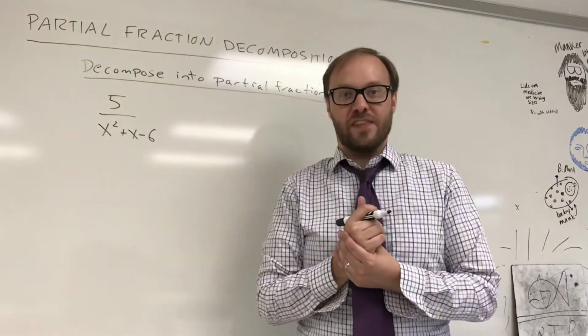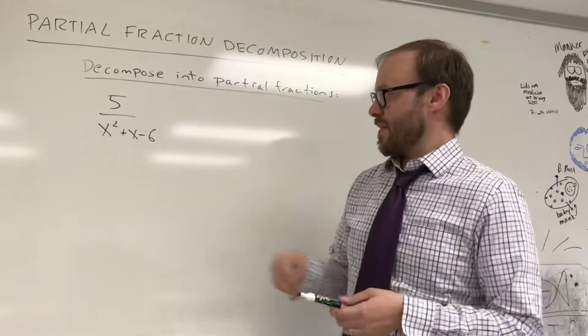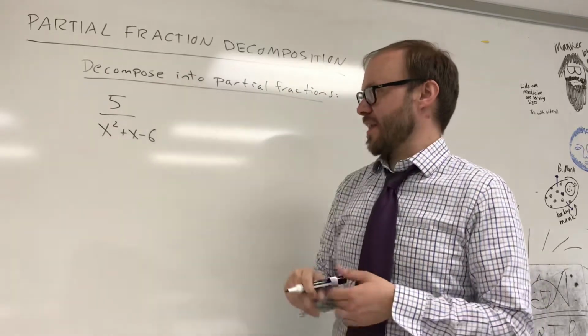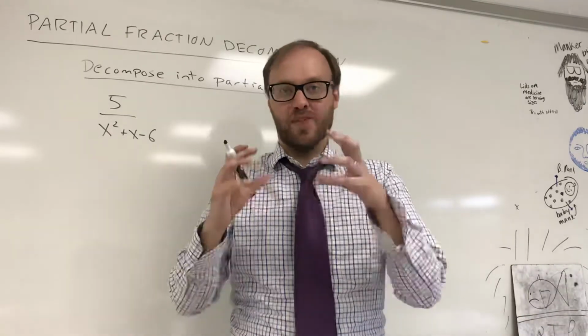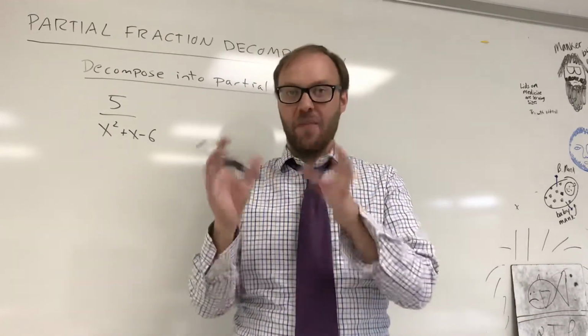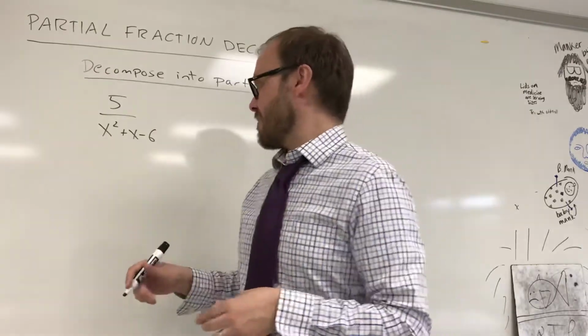I wanted to give you a second example of decomposing by partial fractions. This time I've given you 5 over x squared plus x minus 6. Remember, the big idea here is that your denominator needs to be written as a product, okay? That's the only way you're going to be able to figure out what your common denominator is supposed to be. So you'll factor that common denominator.